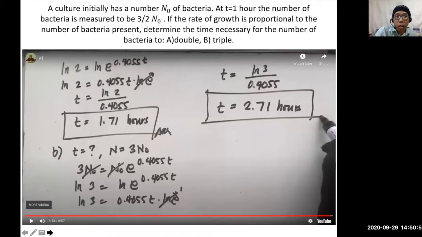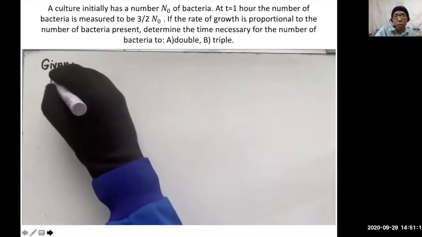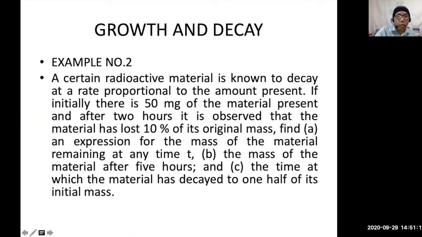So just a reminder again, the value of our k here is positive since the problem is about growth, or it's increasing. So remember, we use the first equation, the growth equation. Now for our next problem, we'll be using the same equation, but it's a decay problem. Here it says that a certain radioactive material is known to decay at a rate proportional to the amount present.